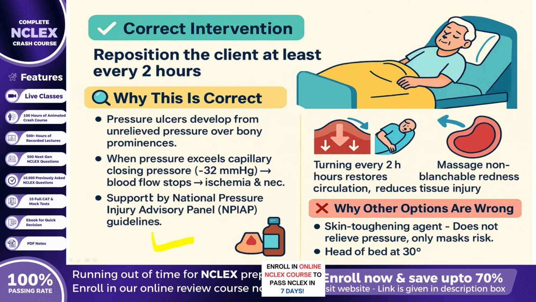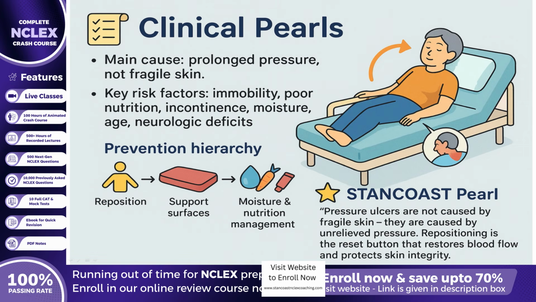Looking at the incorrect choices, applying a skin toughening agent, option A, might reduce moisture damage, but it does not address the real problem, which is unrelieved pressure. It creates a false sense of protection without truly preventing ischemia. Massaging reddened skin that does not blanch, option B, is actually harmful. Non-blanchable redness is the first sign of tissue injury, and massage increases friction and heat, worsening damage. Clinical guidelines warn against this practice. Maintaining the head of the bed elevated at 30 degrees.